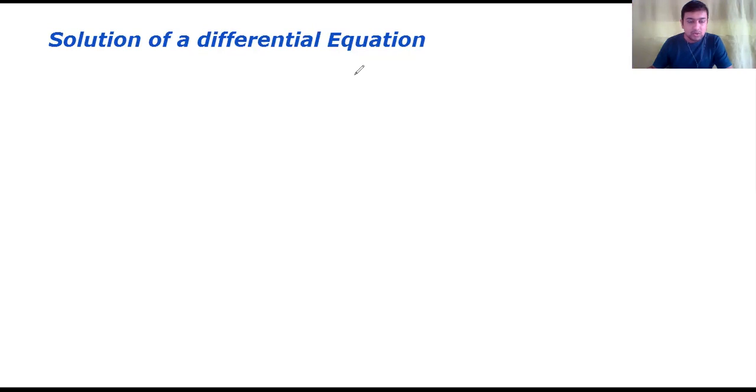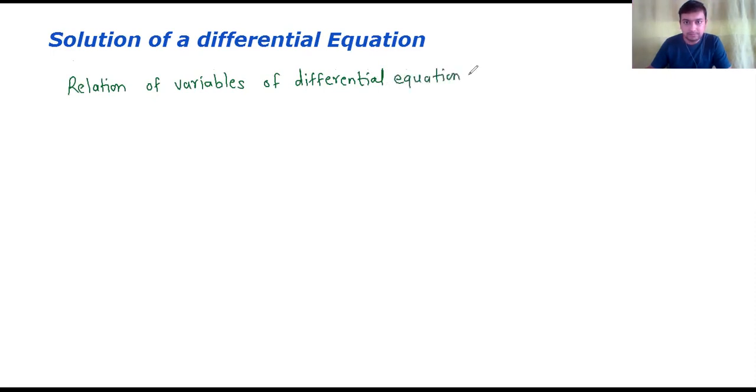Now, the solution to a differential equation is nothing but a relation between different variables of the differential equation. For example, we have formed a differential equation.